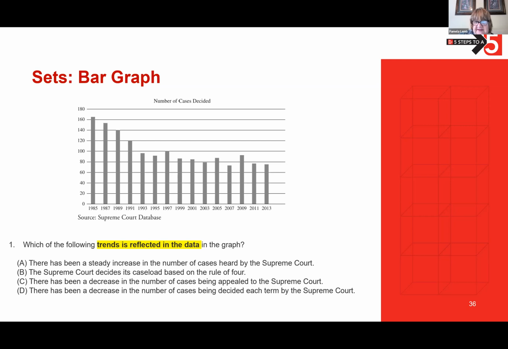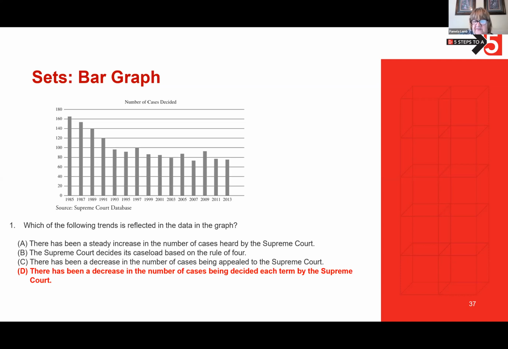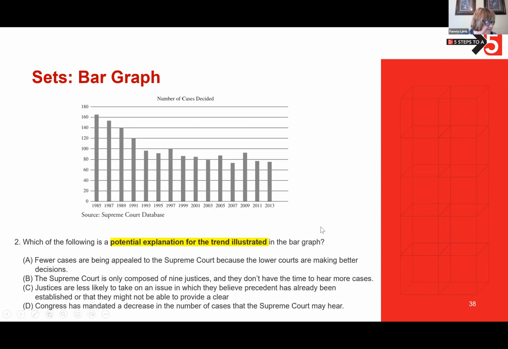You should have picked answer D, a decrease in the number of cases being decided, and you did. Very good. Second question about the same graph. Which of the following is a potential explanation for the trend? So you picked out the trend. Now, why do you think that trend is occurring?